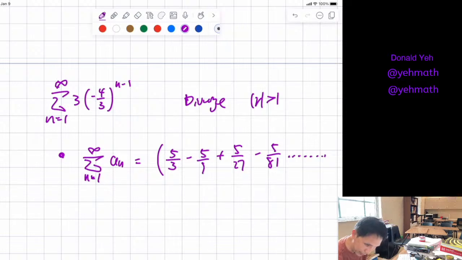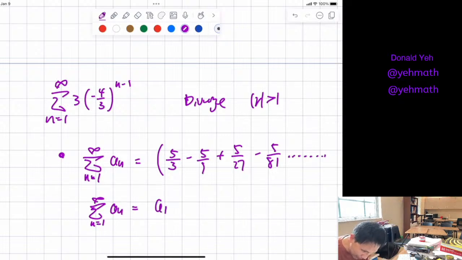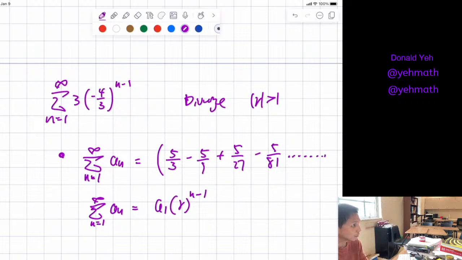What do you think about this series? How do I write this series in terms of the summation of n equal to 1 to infinity, a_1 times r to the n minus 1? How do I write it that way? A is equal to 5? A equal to what? 5. No. Oh, A is not 5.